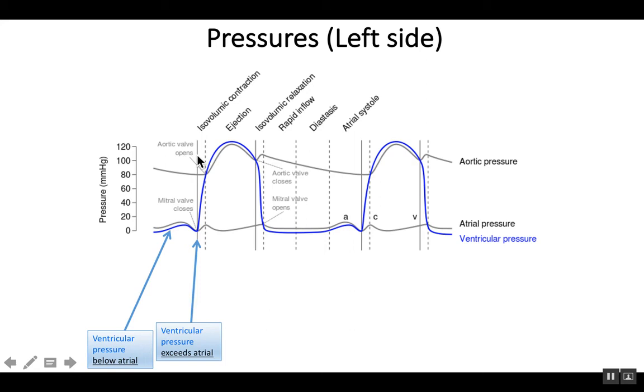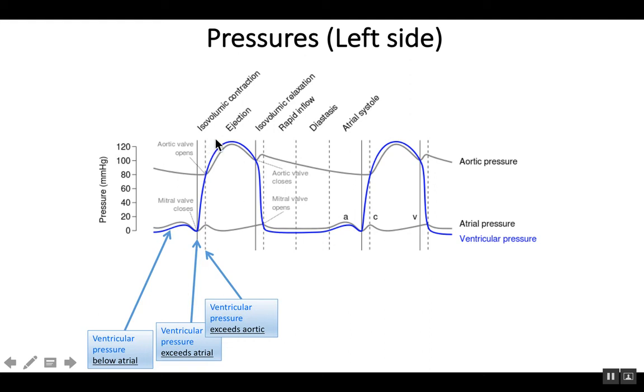From that vertical solid line to this vertical dashed line is that short little duration where all the valves are closed. Semilunar valves have been closed. We just closed the mitral valve, so everyone's closed. What that allows the ventricle to do is build pressure, until the pressure in the ventricle can exceed the pressure in the aorta. Once that happens, that aortic valve flies open and we can eject blood.